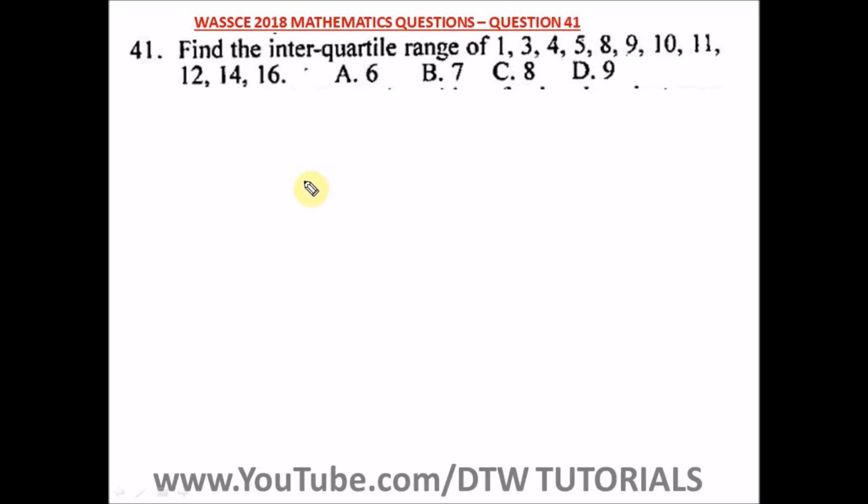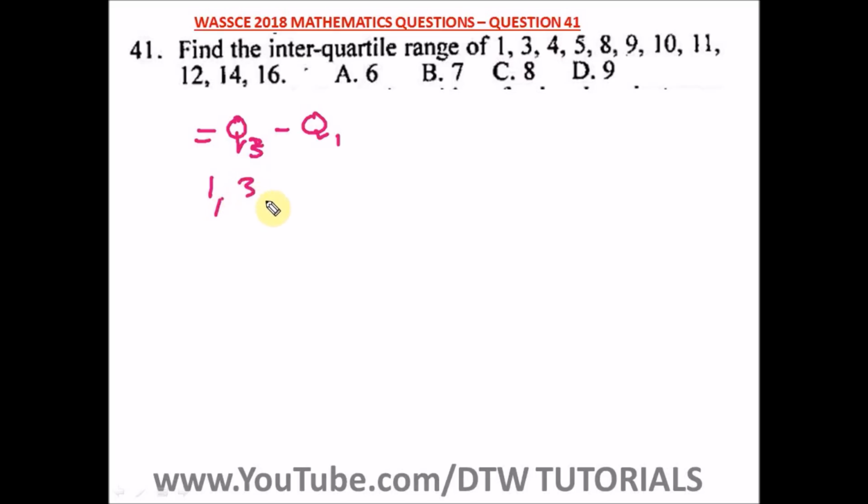Question 41 of the WASSCE 2018 Mathematics Past Question says find the interquartile range of this set of numbers. I hope you remember the formula to find the interquartile range. It is your upper quartile, that's Q3, minus your lower quartile, which is Q1. So the next thing you do when you are given a set of numbers is to arrange them in ascending order. I think the question has been arranged for us already. If it is not arranged in your question, please make sure you arrange them in ascending order.